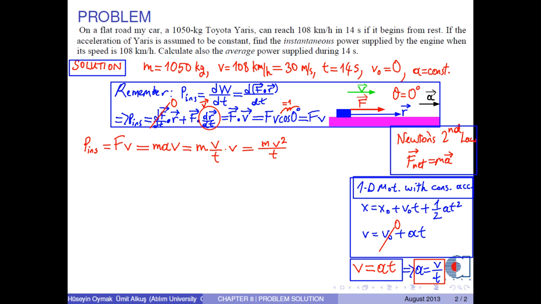Put the numerical values into this equation. Therefore, we obtain approximately 67,500 watts, or 67.5 kilowatts.